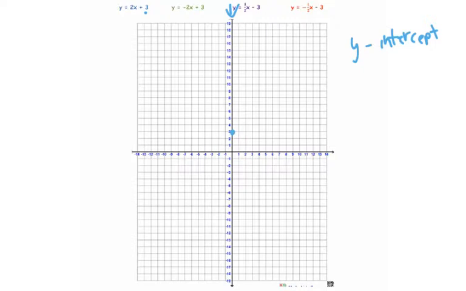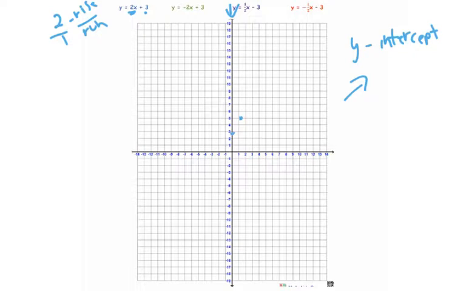Now my slope is 2, right? Which is the same as 2 over 1. And that's my rise, and that's my run. So all I'm going to do, since it's positive, so I want it going that way, I'm going to go up 2 over 1.